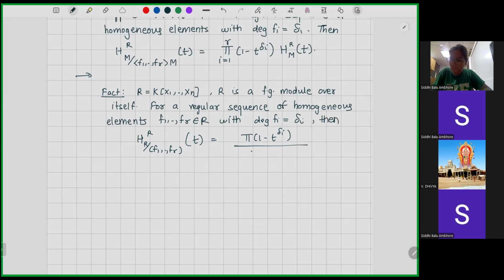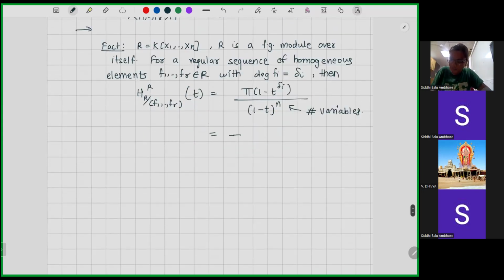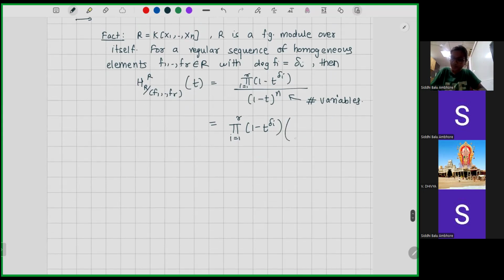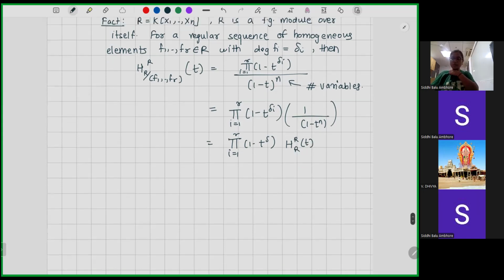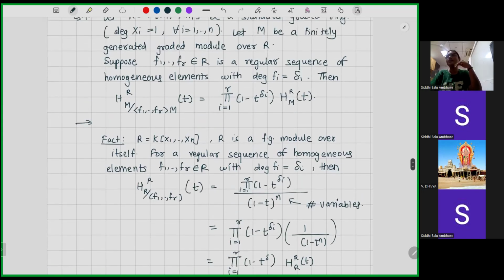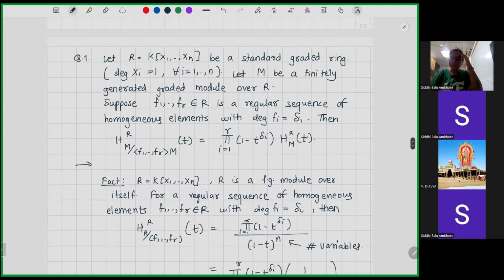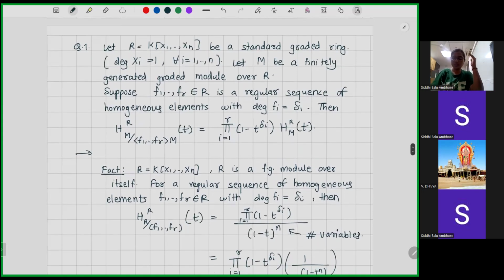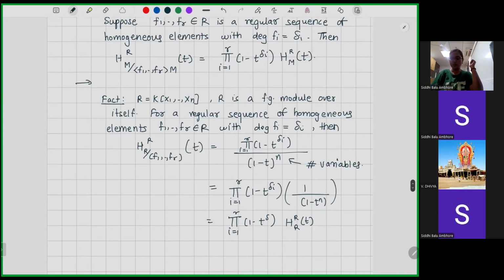This we have seen, where n is the number of variables. This happened because it is the product for i from 1 to r of 1 minus t power delta i times H_R(t). We saw this yesterday, right? This is 1 by 1 minus t power n, and this is nothing but the Hilbert series of R over itself, H_R(t). So what we are given here is more general. This was R as a finitely generated module over itself, but this statement says M is a finitely generated graded module over R.